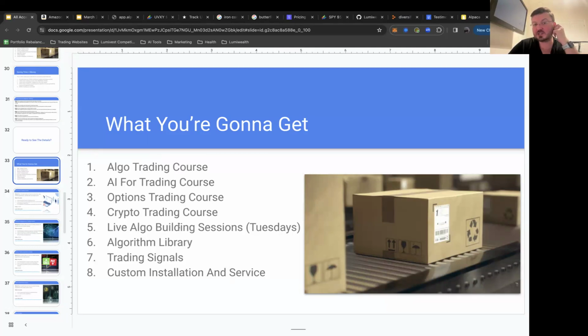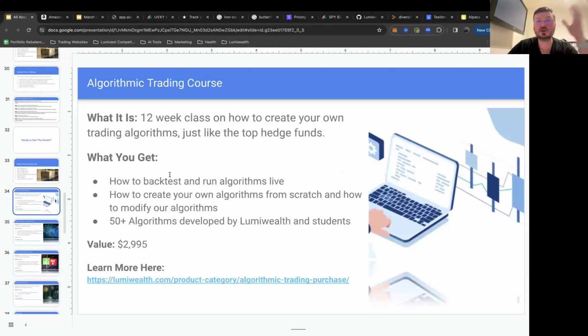So I mentioned already all these different courses. We have our live algo building sessions. We have our algo library. We have our trading signals, and we have custom installation and service. Okay. So let's go through each one of these one at a time so you know what you're getting. So first thing you're going to get is our algo trading course.